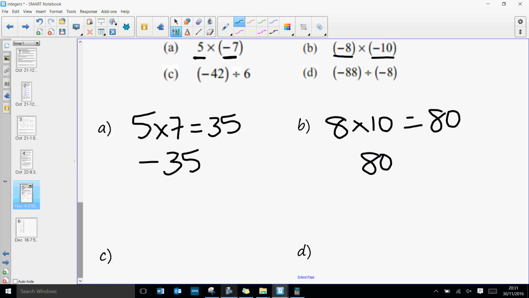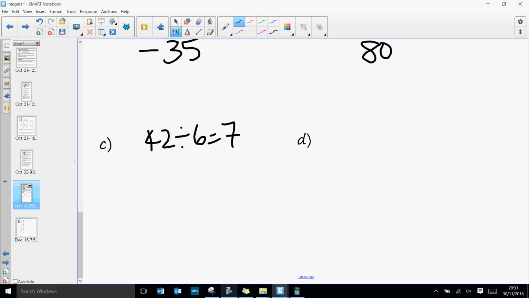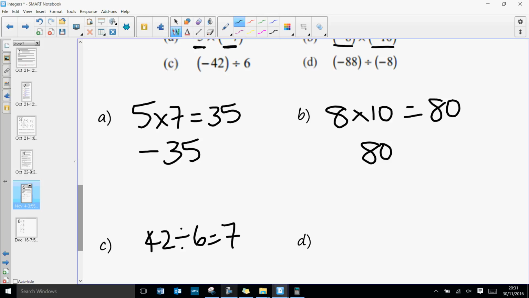Negative 42 divided by 6. So again, 42 divided by 6 is 7. So I've ignored the signs. I then look at my question. One of them is negative, the other is positive, so my answer is negative 7. And negative 88 divided by negative 8, so just do 88 divided by 8 gives 11. Look at the signs, they're both negative, so my answer is positive.